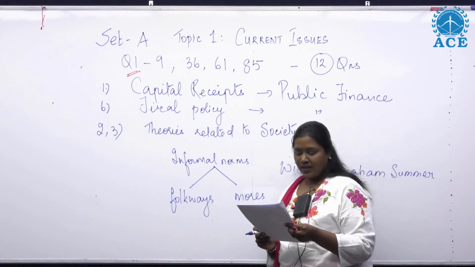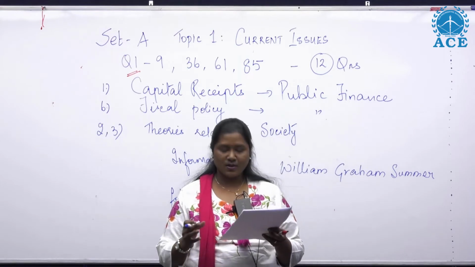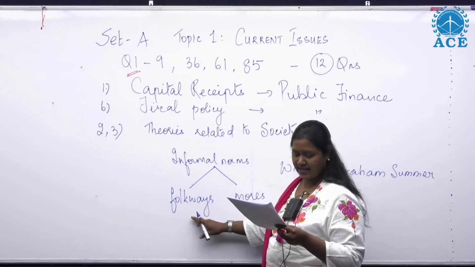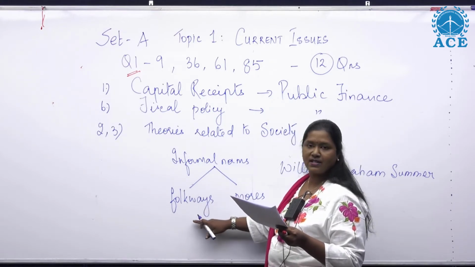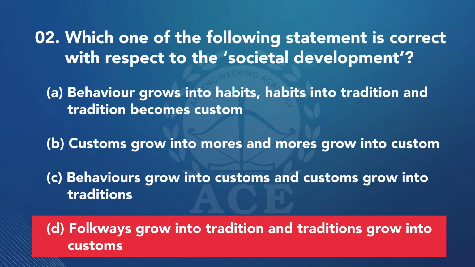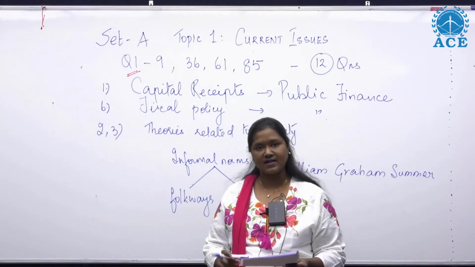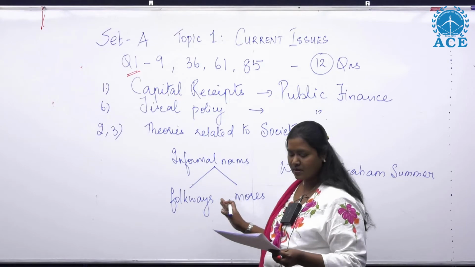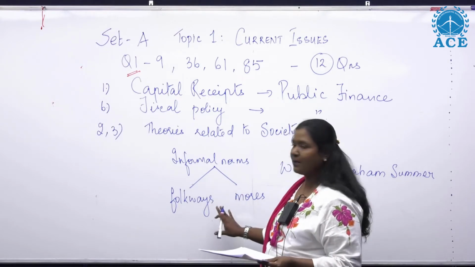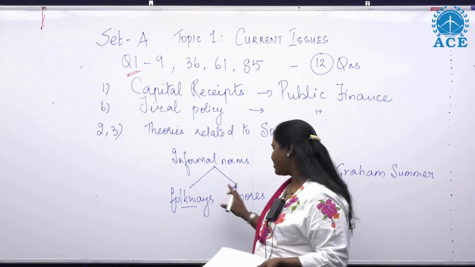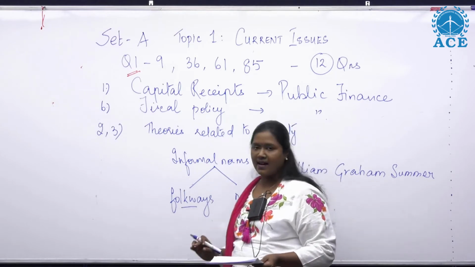So which one of the following statements is right? Now that I told you, folkways grow into tradition. Folkways are day-to-day customs, and they grow into traditions, and traditions grow into customs. So 2D is the answer. Folkways are patterns of conventional behavior in a society. Tradition is a practice. Customs are derived from social norms, which regulate proper and acceptable behavior. That's why it's folkways. Mores is again a decision between what is right and wrong. So 2D is the answer.